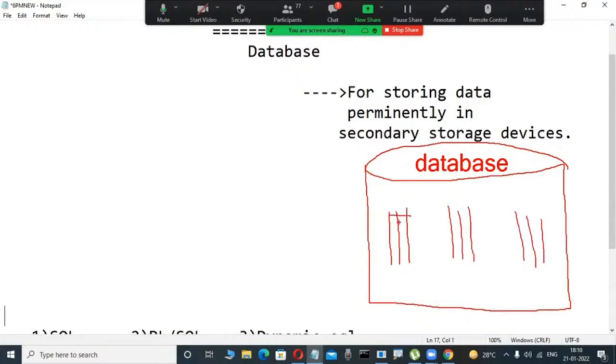Actually, E. F. Codd introduced this relational data model concept. Based on that, these types of databases are implemented in different companies.